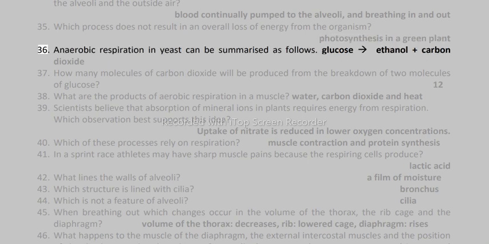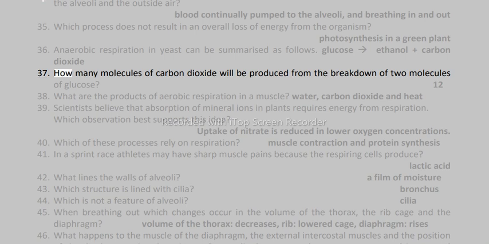36. Anaerobic respiration in yeast can be summarized as follows. Glucose → ethanol plus carbon dioxide. 37. How many molecules of carbon dioxide will be produced from the breakdown of 2 molecules of glucose? 12.